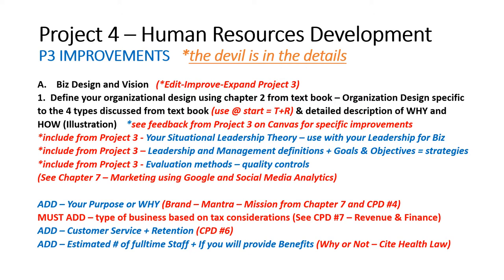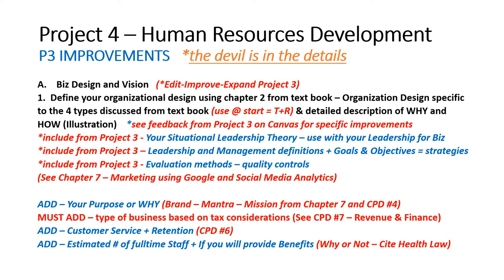Again, go to Project 3 on Canvas and look at the feedback, not just the summary, but within the document. It's very specific to the improvements that are needed. You want to include with Project 3 your situational leadership theory. You were supposed to pick one of those or a combination of those, and then what you want to do is talk about how you're going to use that in your leadership for your business. Also to include your leadership management definitions, and again, those concrete examples of how you're going to lead and manage.